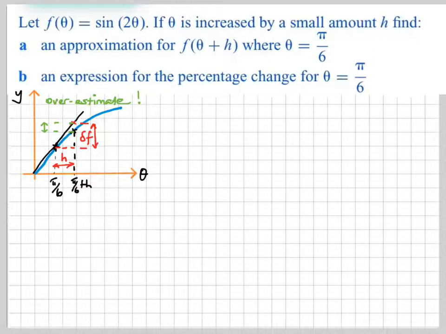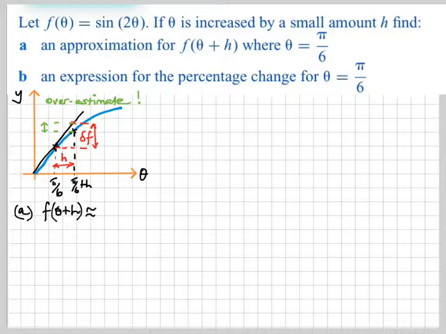That little diagram's worth its weight in gold, plus a few little explanatory words, and you'll get full marks for something like that, where they ask you overestimate, underestimate kind of questions. All right, let's get into it. Here we go. A, approximation for f of theta plus h.